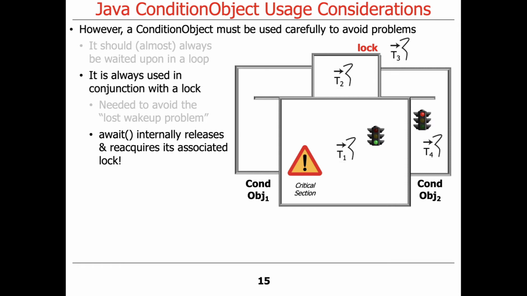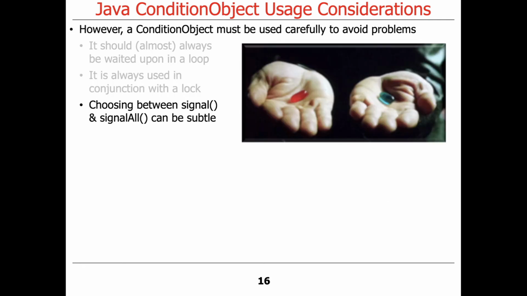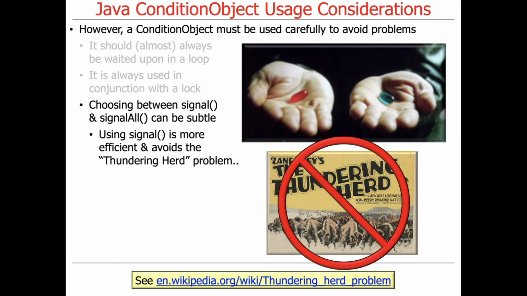Await internally releases and reacquires the associated lock. You do not have to do that. It does it for you on your behalf, which is very nice. Another point to keep in mind, and this is particularly important, and one of the reasons why we have condition objects as opposed to built-in monitor objects alone, is that choosing between using signal versus signal all can be subtle. Whenever possible, use signal, since it's more efficient, because it avoids the thundering herd problem, where all the threads are awakened, stuck onto the queue of the reentrant lock that's associated with the condition object, and then they all compete for that lock, and it's inefficient.